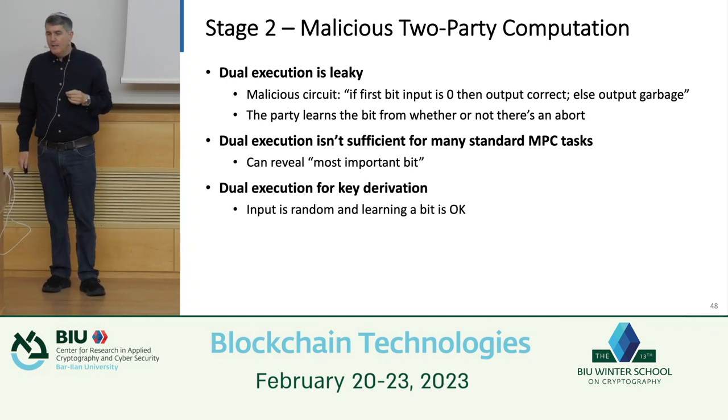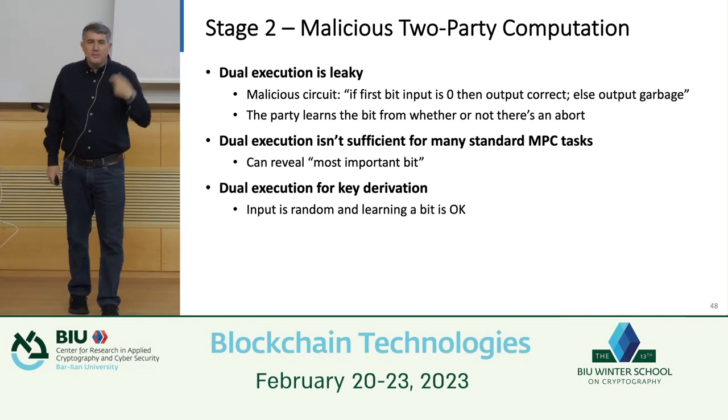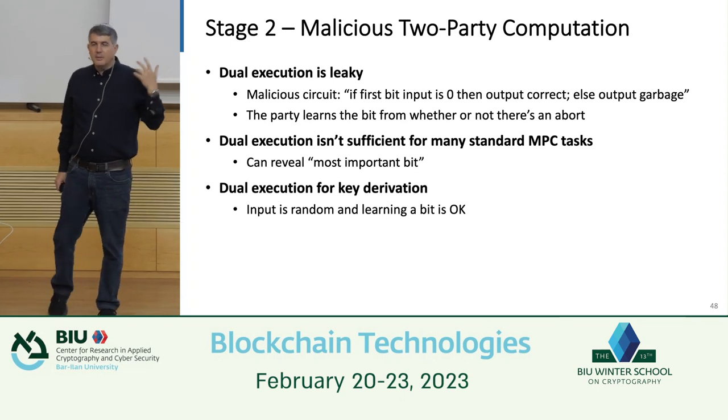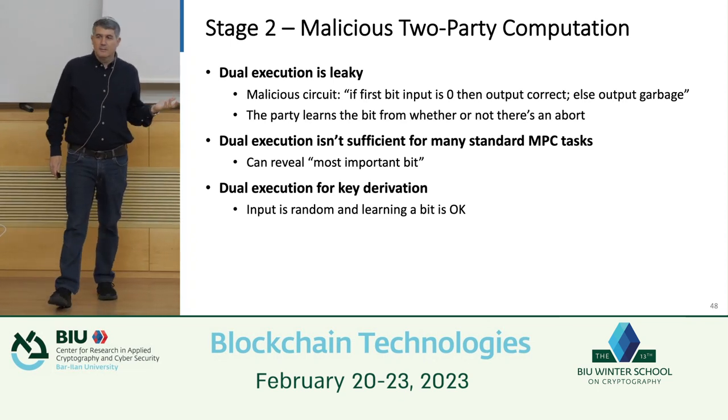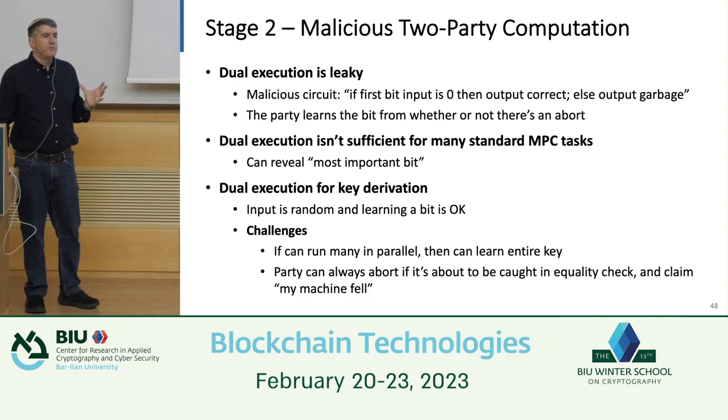But what about for key derivation? For key derivation, I know that the input is random, and I know that revealing a single bit or predicate about the input doesn't matter. I understand that it's not important. But it doesn't mean I can use it easily.